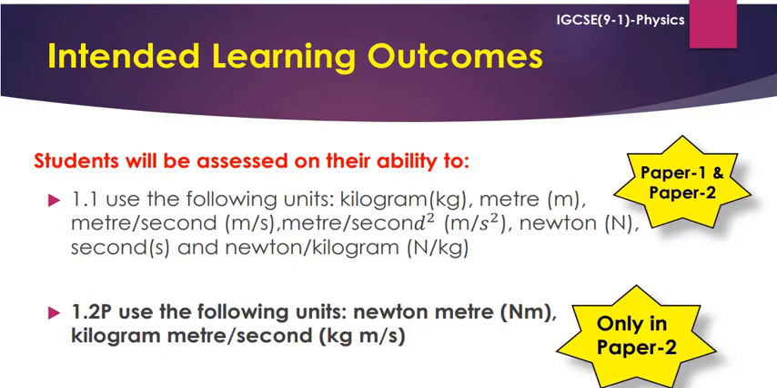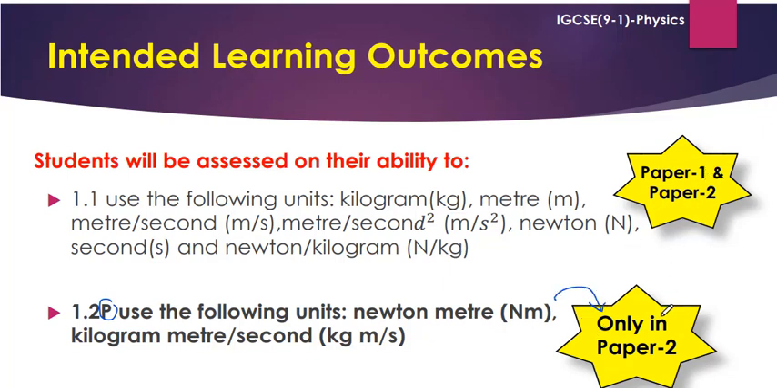First of all, we'll check the intended learning outcomes, ILO, of this lesson. 1.1: Use the following units: kilogram, meter, meter per second squared, Newton, second and Newton per kilogram. This is according to the specification. You can see this bold sentence 1.2p, it comes with a p. So this type of content only comes in paper 2.